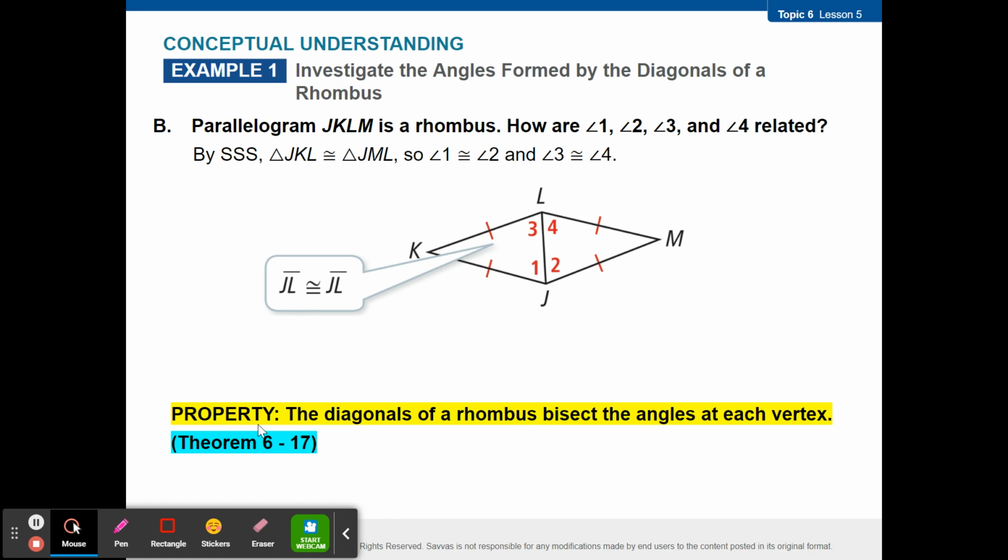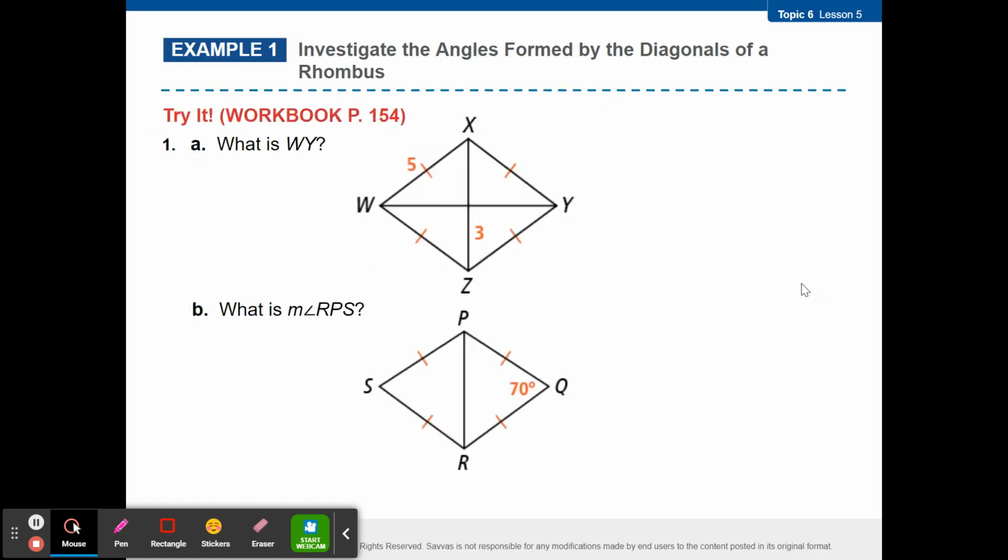There you go. All right, let's take a look at this. We're in our Try It workbook, page 154. They're saying here, what is WY? Now, the first thing we need to discuss or review is the Pythagorean theorem.